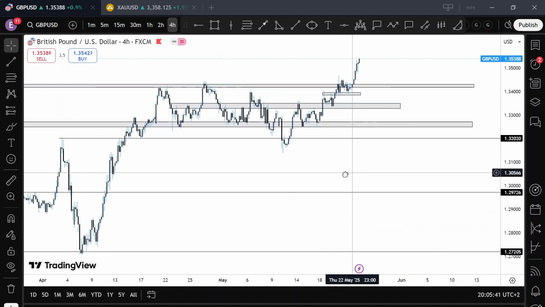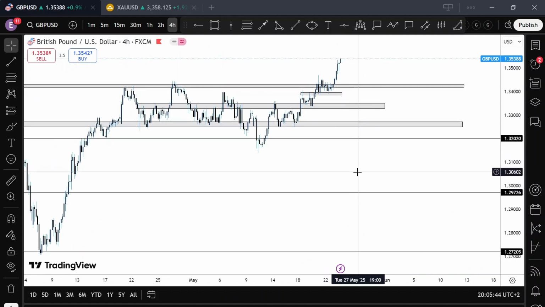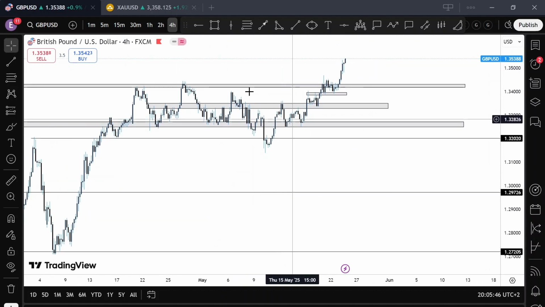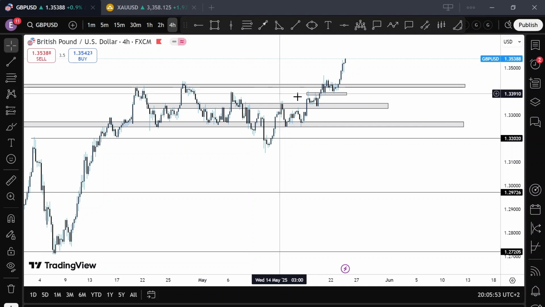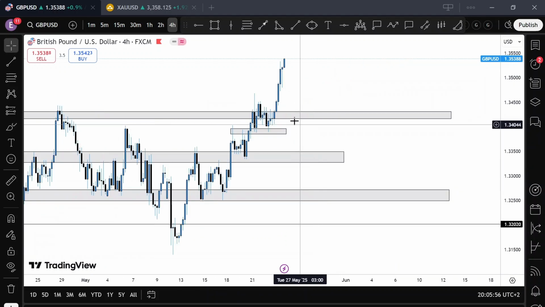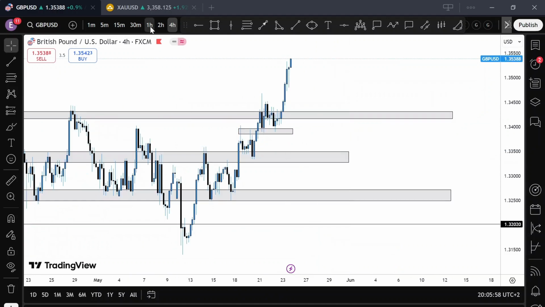Starting off with pound USD quickly this week, it looks like we're going into a week with a good setup. We've seen price break out of this region of 1.3425, so let's just call it the 1.3450 region. Okay, and this was a good move last week.